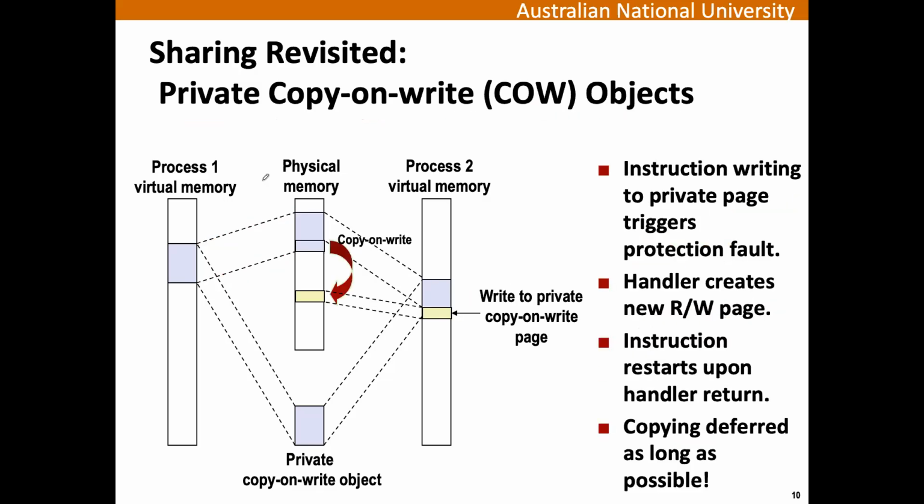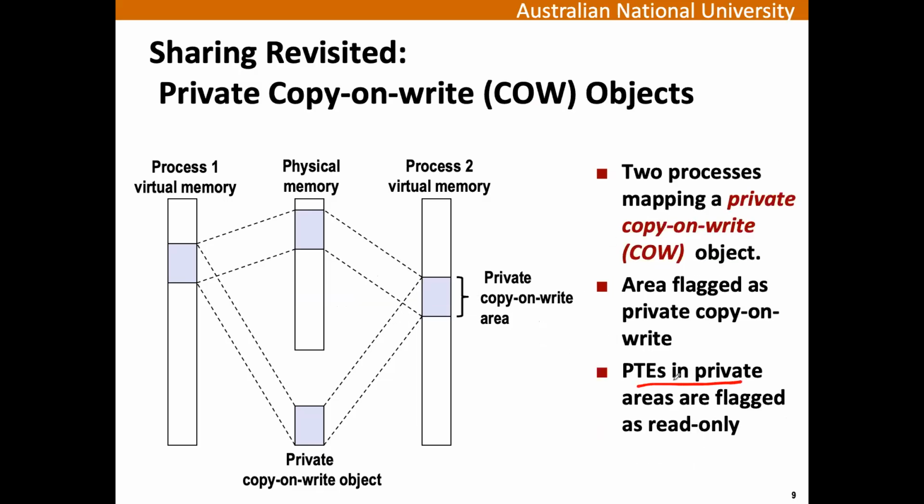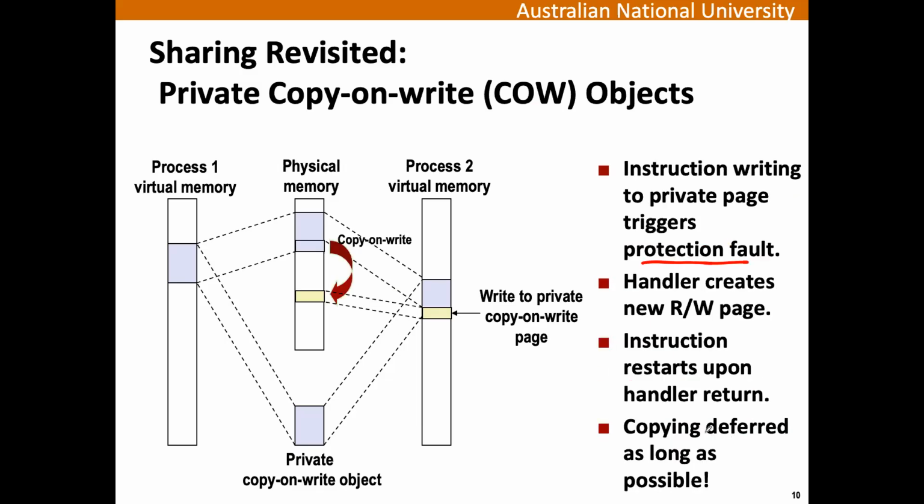So when there is a write to such an object, the kernel actually creates a copy of the pages in physical memory for each process. An instruction writing to a private page triggers a protection fault, because initially all the PTEs are flagged as read-only. So when there is a write to such a page, there's a protection fault, and the handler creates a new read-write page. Each process will now have its own copy of the pages that it's writing.